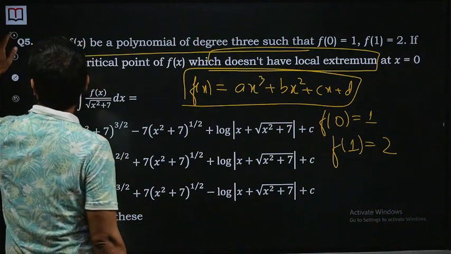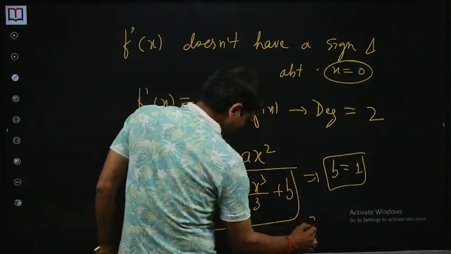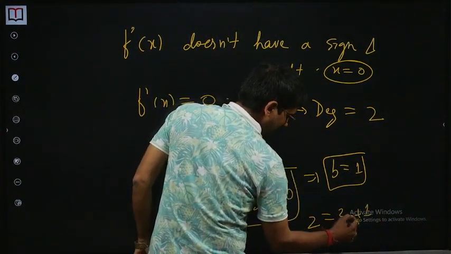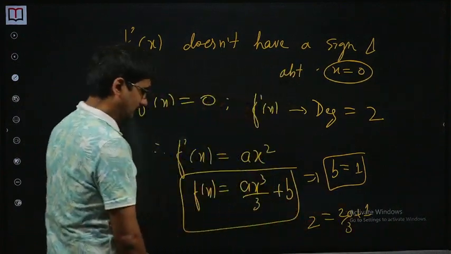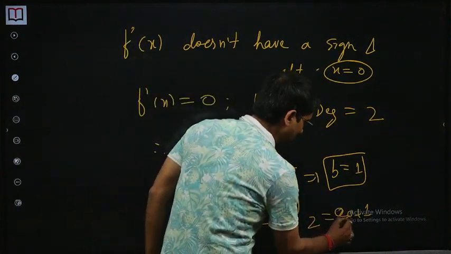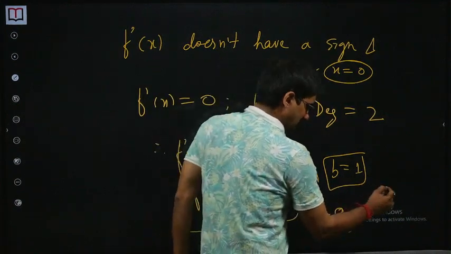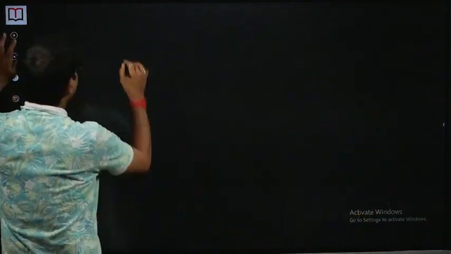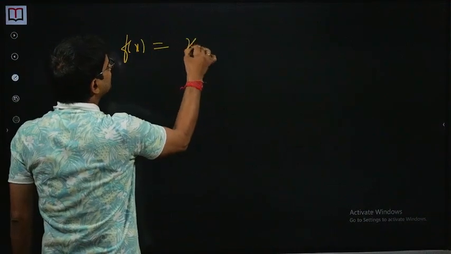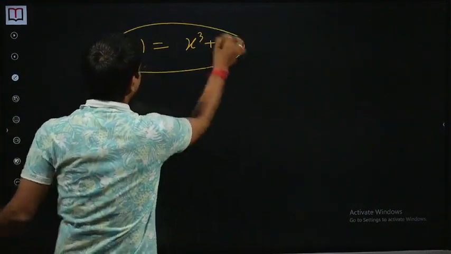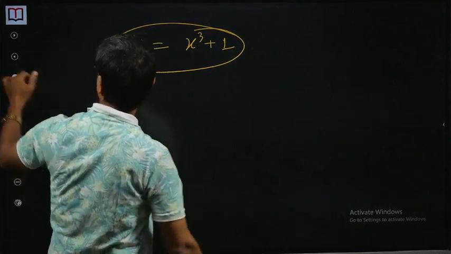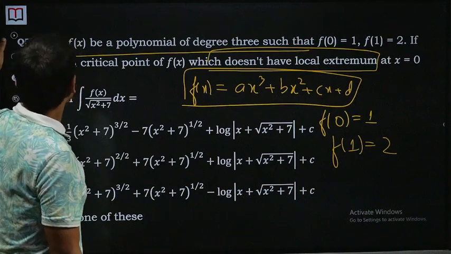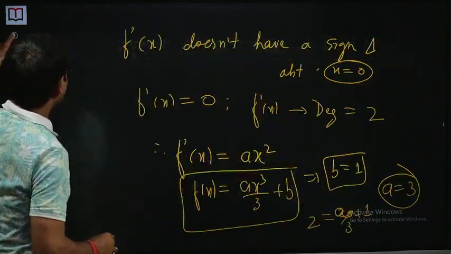Just a minute. F of 1 is 2 means a by 3 plus 1 equals 2. So a is 3, right? So that means f x is x cube plus 1. Then only it gets f of 1 as 2. Now we have f x upon under root of x square plus 7.